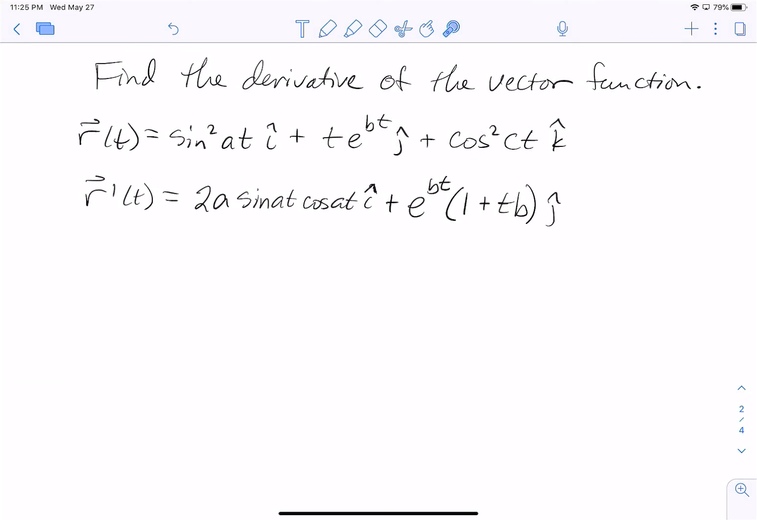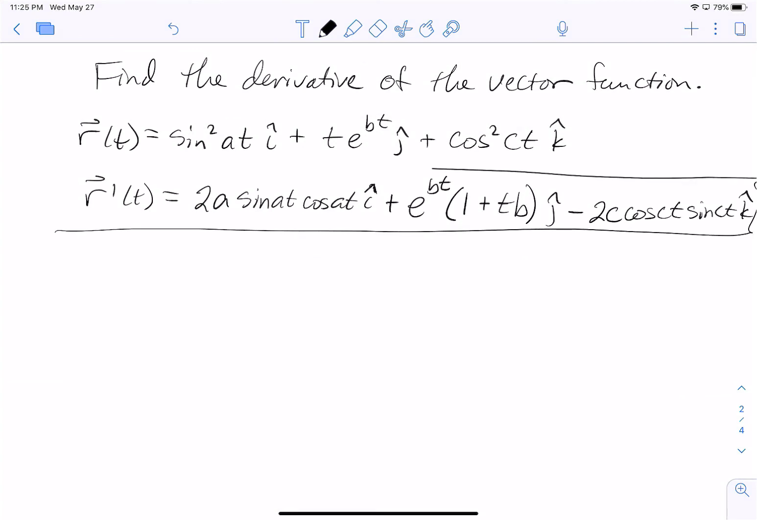For the k component, we're again going to be using the power rule and the chain rule. The derivative of the cosine is going to be negative sine when that pops up. So negative 2c times the cosine of ct sine of ct k. And we were just asked to find the derivative, so that's it.